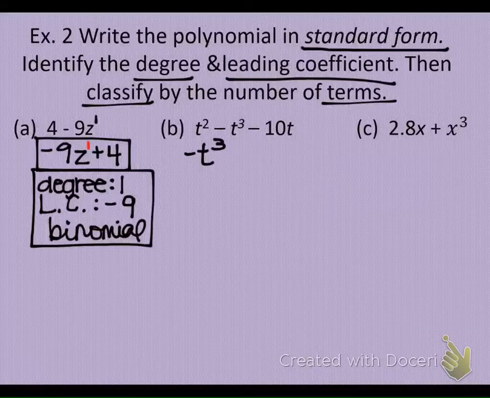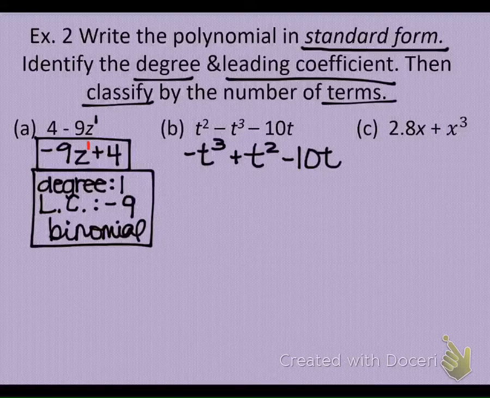T to the second. Okay, but I need a sign. What kind of t squared is it? Positive. It's a positive, a plus t squared. And the last term would be? Negative 10t. Very good.